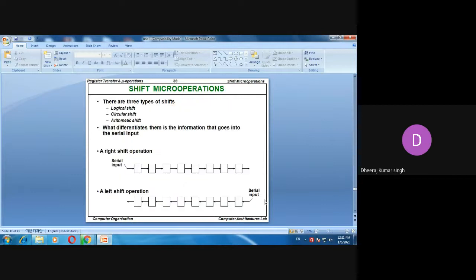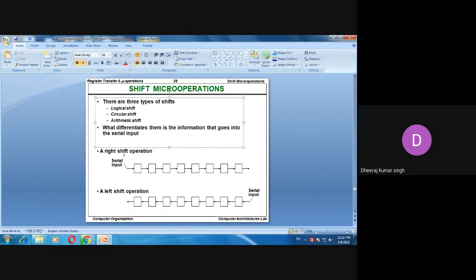Yes, sir. Next is the shift micro operations. Whenever we talk about shift micro operations, three types of shift operations are available: the logical shift, the circular shift, and the arithmetic shift. Whenever we solve a problem using the Booth multiplication algorithm, most of the time we use arithmetic shift operations. In general programming, we use the logical shift operations. Logical shift operations are of two kinds, either the right shift or the left shift.